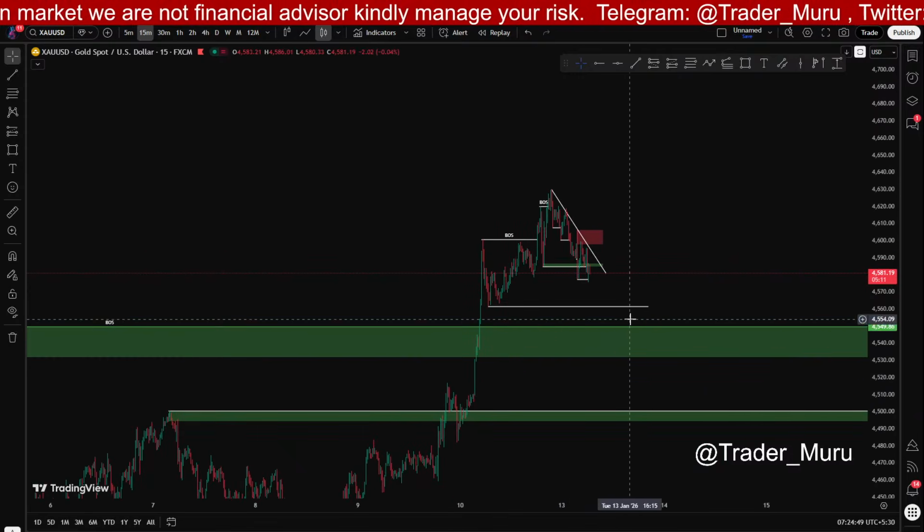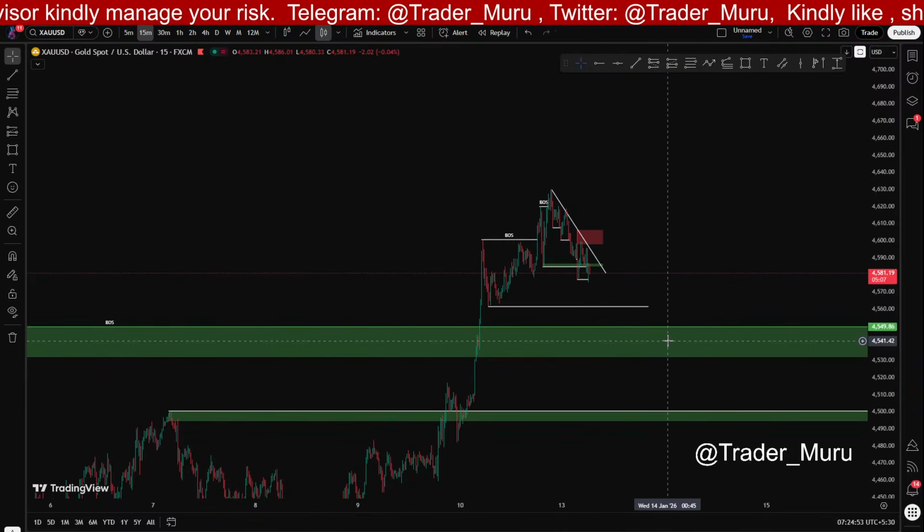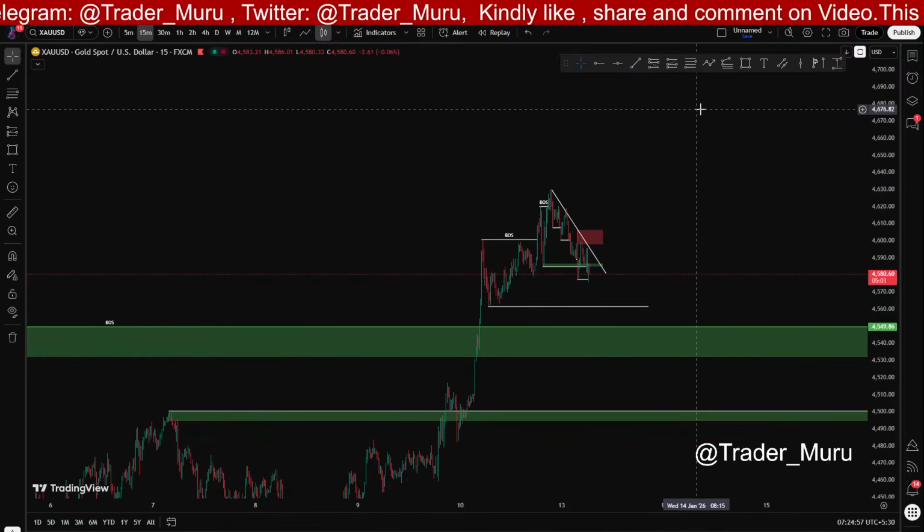After the test, I will be watching for a 5-minute structural area or 5-minute change of character, then I will be watching for a buy. These will be all my targets.